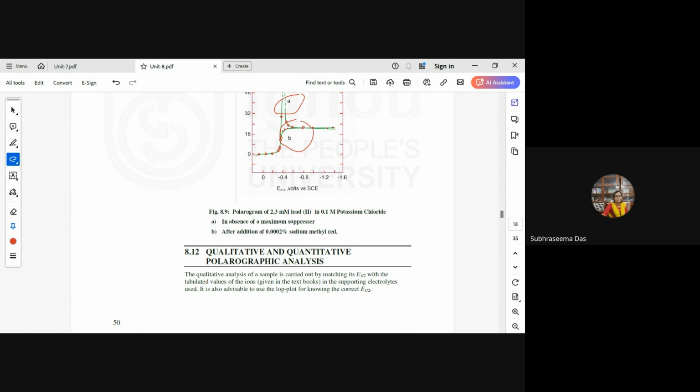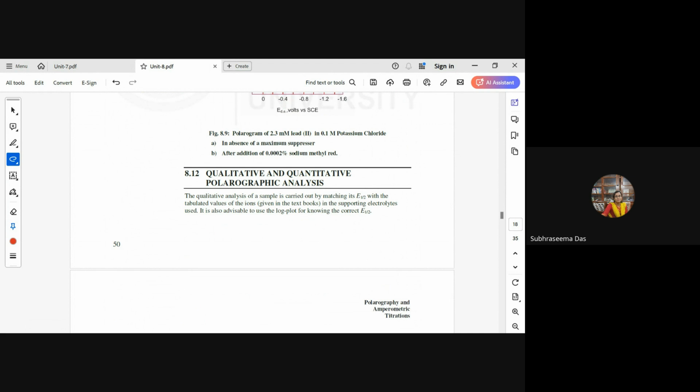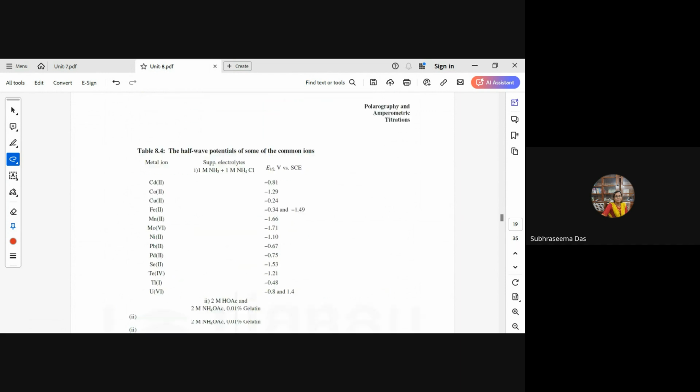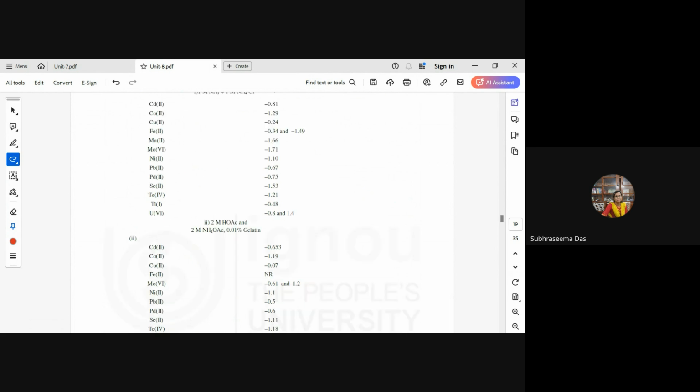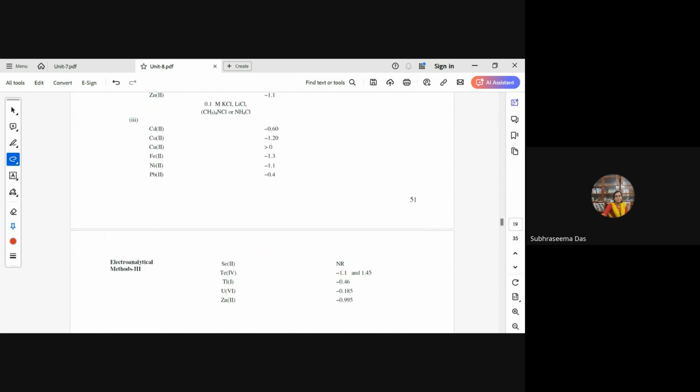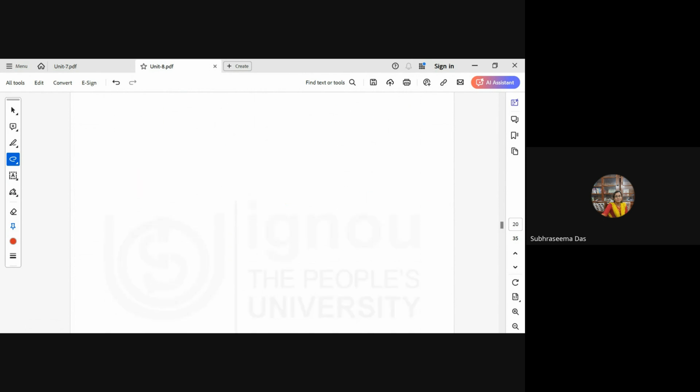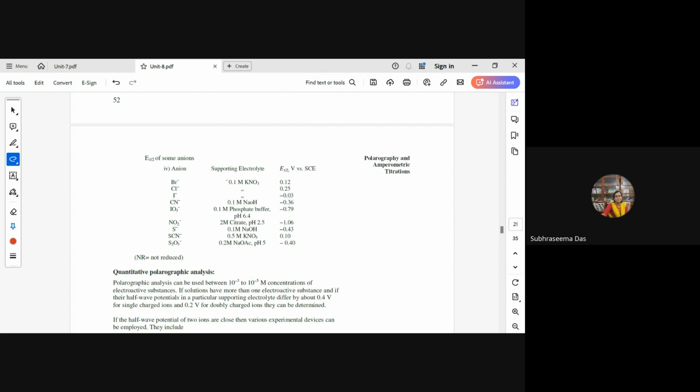The qualitative and quantitative polarographic analysis has been carried out mostly by matching the value of E half obtained during the experiment with that reported in the literature. It is also advisable to use the log plot for knowing the correct value of E half. In table 8.4, the E half of some of the common ions have been listed with their corresponding values, and E half of some of the anions have also been listed here.